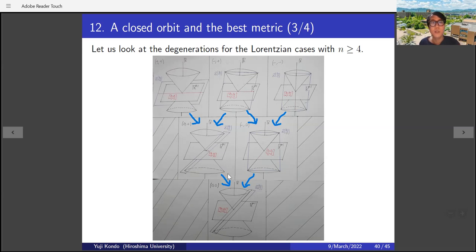And moreover, we can see this degeneration by taking a sequence of this orbit such that the derived ideal is gradually rising up to the light cone. This orbit degenerates to this orbit. And as you can see here, this orbit does not degenerate to any other orbit, which means that this is a closed orbit in the Lorentzian case.